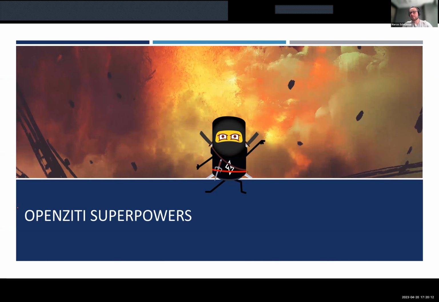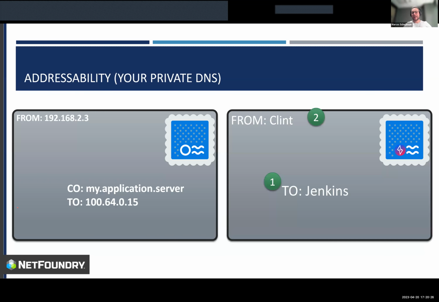So if we already know what the overlay is, and we already know that it can help us, what are the superpowers, or what are those powers that we can get when we start implementing OpenZiti? Well, we're going to start seeing it now. The first one is addressability. Basically, you're going to be in control of your own DNS and your own networking, right?